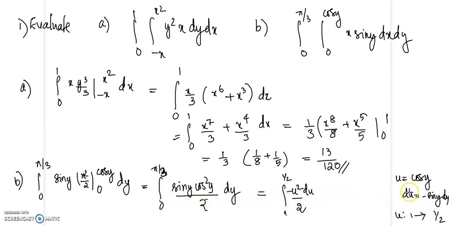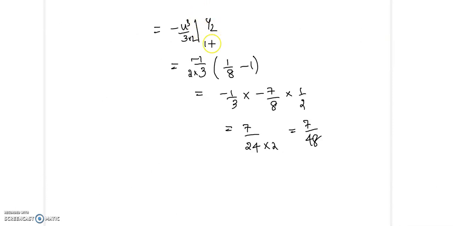Now using substitution, u equal to cos y, so du will be minus sin y dy, and u will vary from cos 0, which is 1, to cos pi by 3, which is 1 by 2. So we get minus u square du by 2. Upon integrating, you will get minus u cube by 3 into 2, and apply the limits from 1 to 1 by 2. So we will get minus 1 by 2 into 3, times 1 by 8 minus 1. Upon simplifying, the value of the integral is going to be 7 by 48.